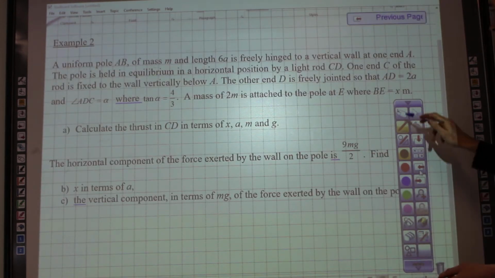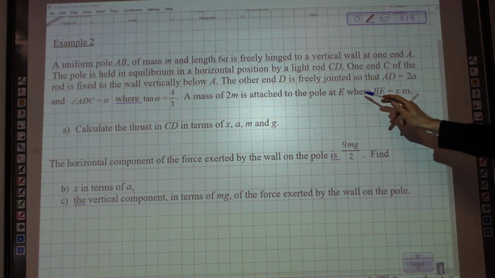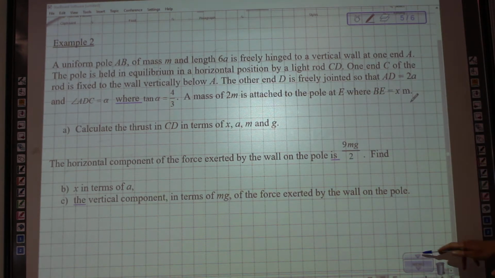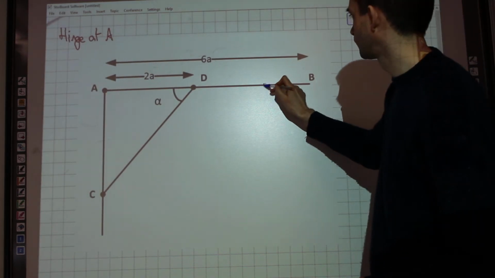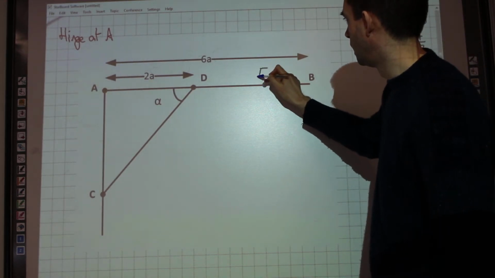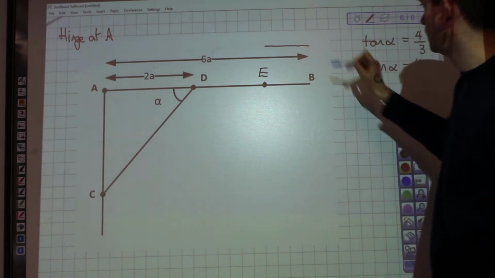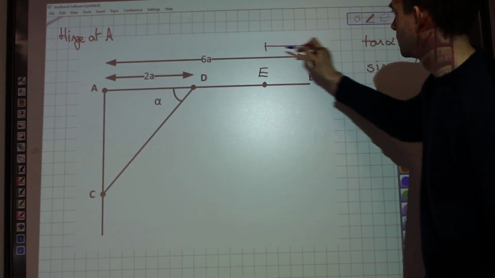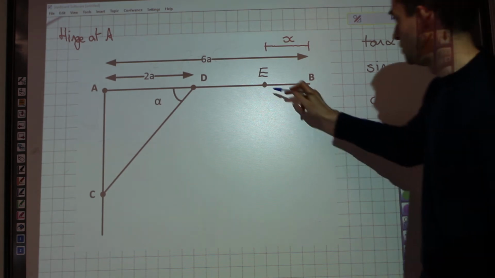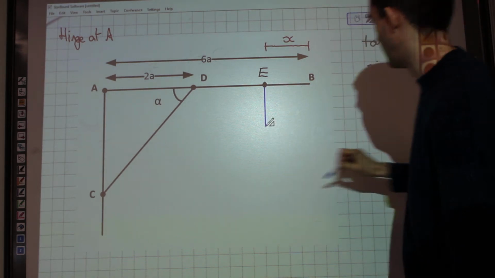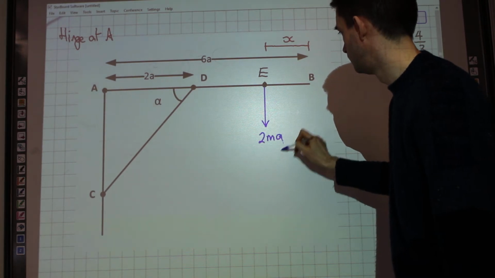There was one more thing to consider here, which is a mass of 2m attached to the pole at E, where BE equals x metres. So I need to add the point E onto my diagram, label the fact that it is x metres away, and it had a mass of 2m, so let's label that force as 2mg.